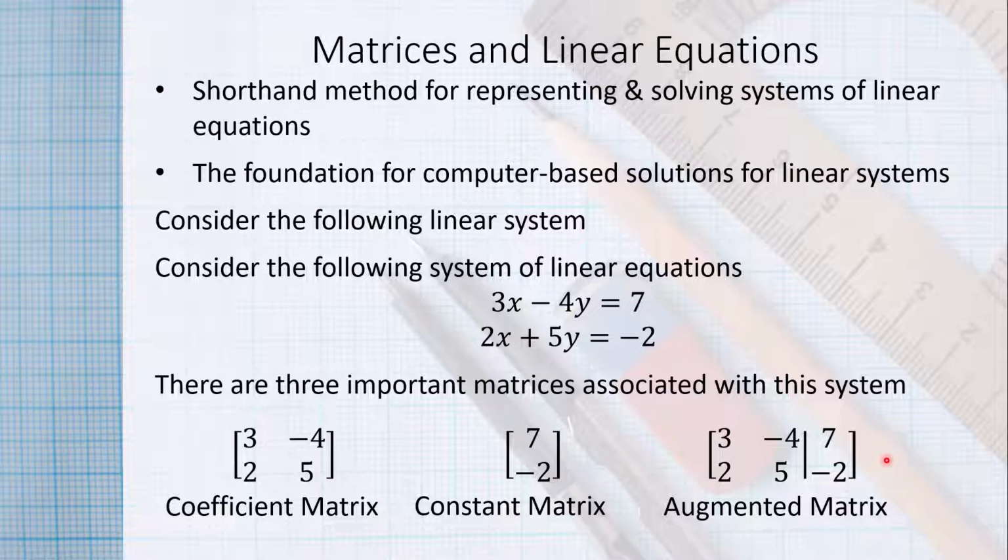And then the augmented matrix, where we actually concatenate these two together and have a vertical line to separate the coefficients and the constants. And notice the correlation between the equations and the matrix. First row, first equation. Second row, second equation. So here we have 3x minus 4y is equal to 7. 2x plus 5y is equal to -2. And you need to get used to the idea of having this represent that.